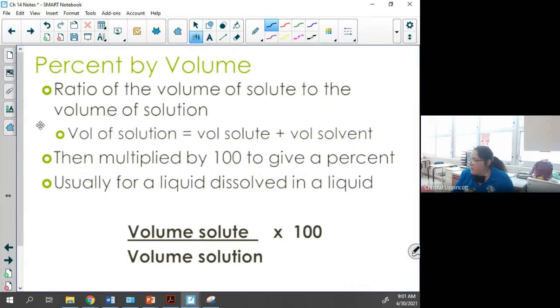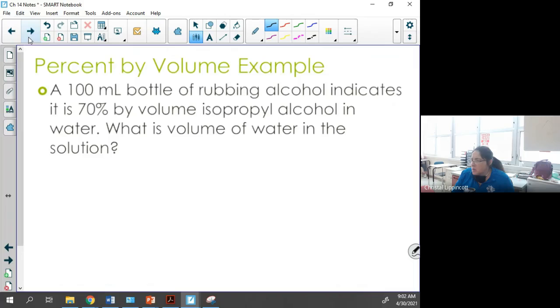All right, percent by volume is done the same way, except we're just using milliliters or liters here. You just need to make sure that they're both in the same unit. So we've got a 100 mL bottle of rubbing alcohol. It's 70% by volume. What's the volume of the water in this solution? This is going to be 70 over here, but we want to take that out of percent form. So if we take it out of percent form, what is that?